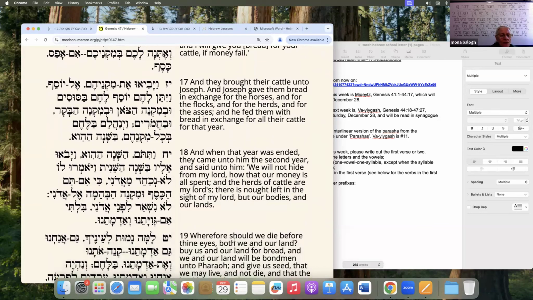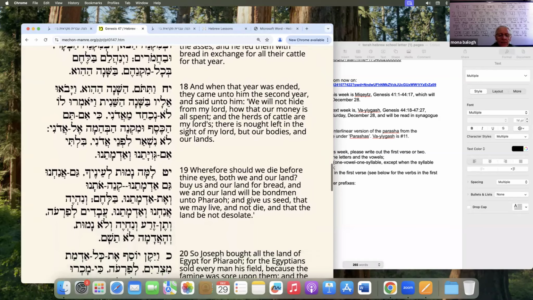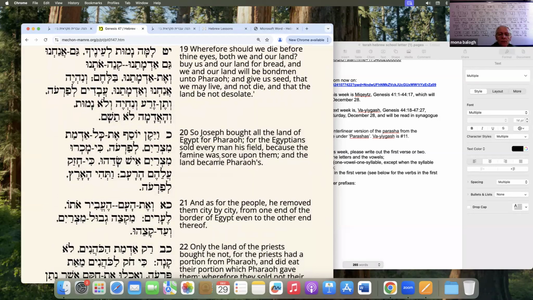Wherefore should we die before your eyes, both we and our land? Buy us and our land for bread, and we and our land will be bondmen unto Pharaoh, and give us seed that we may live and not die, and that the land be not desolate. So Joseph bought all the land of Egypt for Pharaoh, for the Egyptians sold every man his field, because the famine was sore upon them, and the land became Pharaoh's.